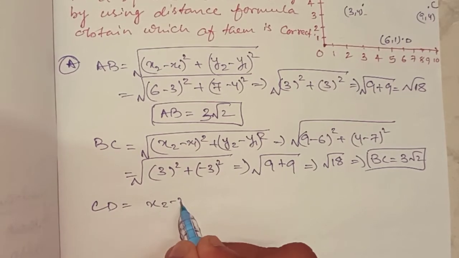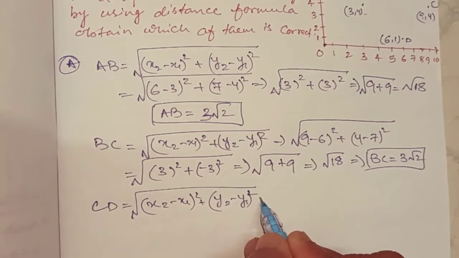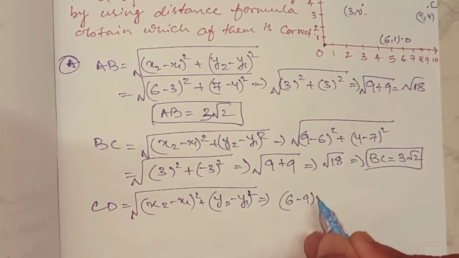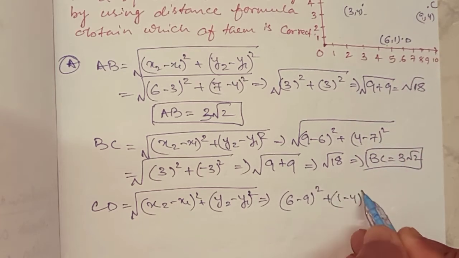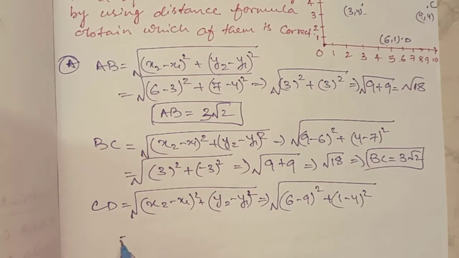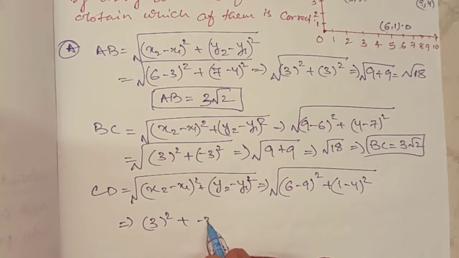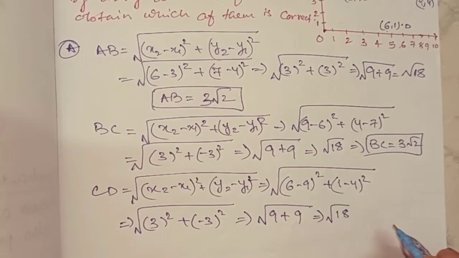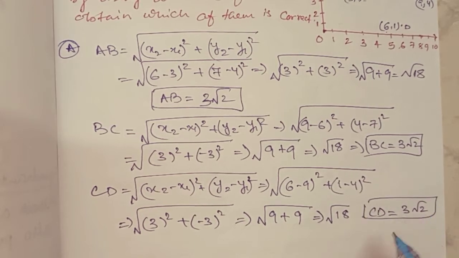Again, the square root of (x2 minus x1) whole square plus (y2 minus y1) whole square. For CD, that means (6 minus 9) whole square plus (1 minus 4) whole square. We get 6 minus 9 is minus 3 squared, plus 1 minus 4 is minus 3 squared. Minus 3 squared is 9, and the other is also 9. 9 plus 9 is 18. Root 18 is 3 root 2, so CD is 3 root 2.